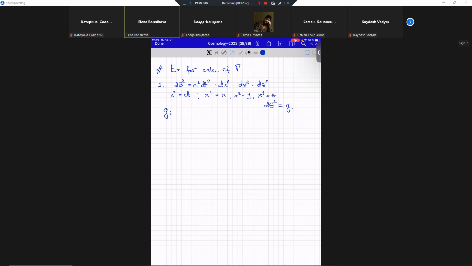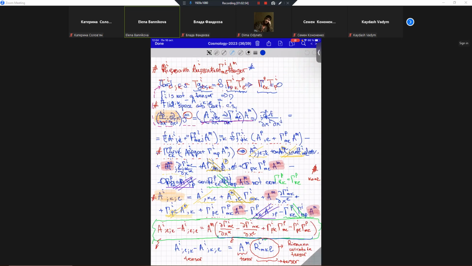And the metric tensor, if we write the interval as g_ik dx^i dx^k, we can immediately write. What is this? This is constant: 1, minus 1, minus 1, minus 1. And as we discussed before, I will put 0 like this. So everywhere we have only diagonal elements. Let's remind what is a Christoffel symbol, which we obtained here.